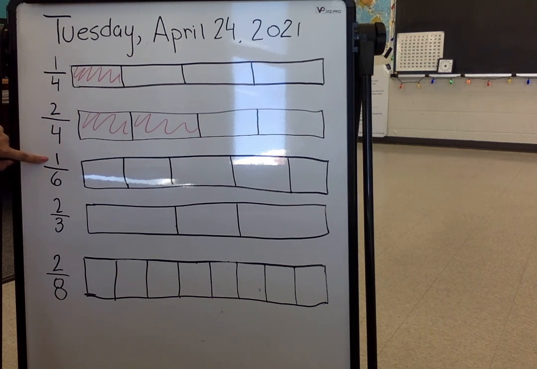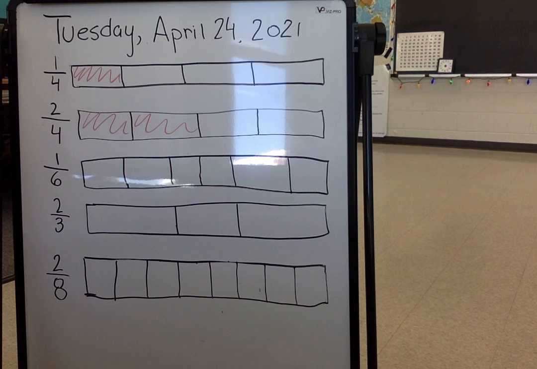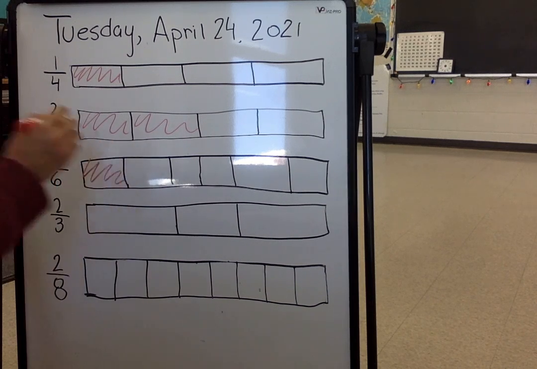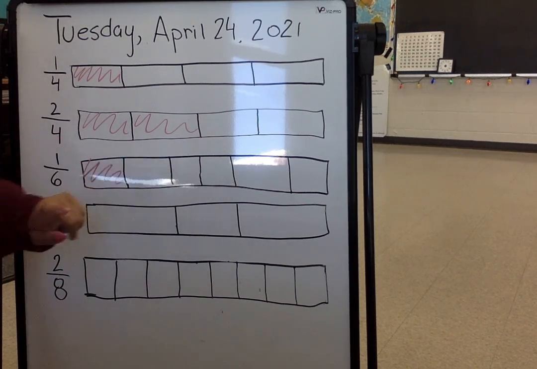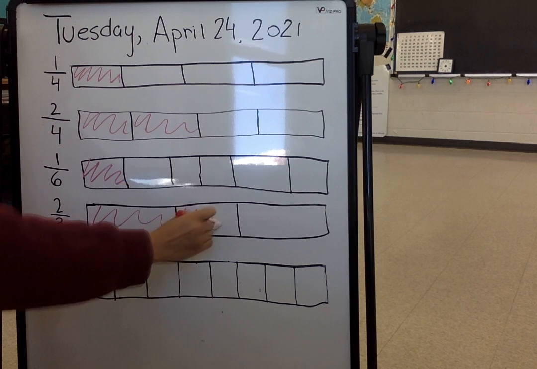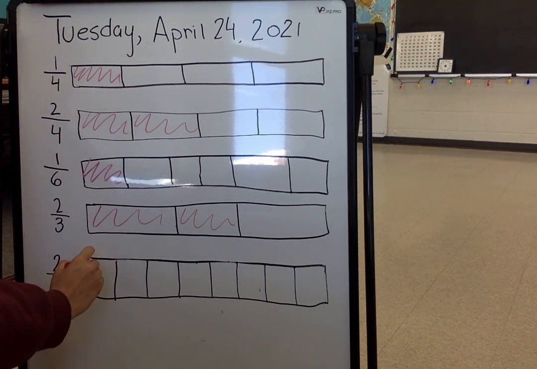Now go ahead and do this one. There are 6 bars altogether. I didn't realize that I've only drawn 4, so let's fix this. Okay, so there are 6 bars. How many should be colored? Only 1. Then our next one: there are 3 bars, the denominator is 3, 1, 2, 3. And how many are colored? 2, so we color 1 and 2. And our last one, we have 8 as our denominator, so there are 8 bars. How many are colored? 2. So go ahead and color 2 in.